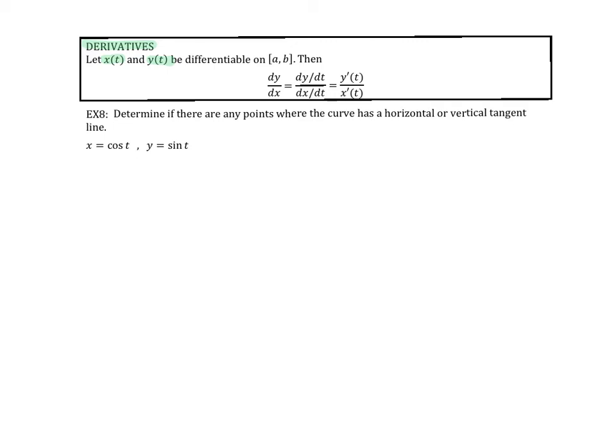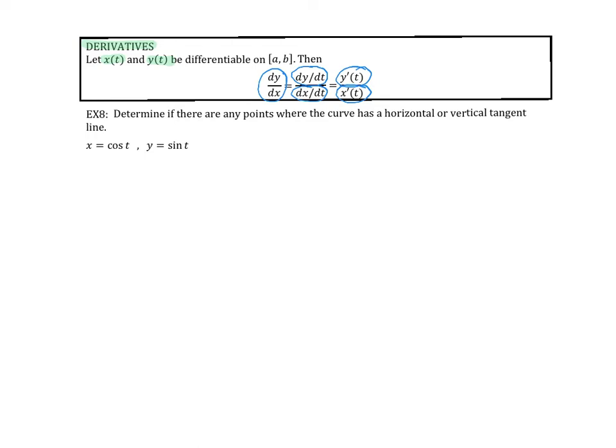Well, when you find your derivative, you can simply take the derivative dy over dx, our normal derivative. Algebraically, if I divide the top and the bottom by dt, then I get dy over dt, over dx over dt. In other words, this is the derivative of y with respect to t over the derivative of x with respect to t, which is super easy. So to find the derivative of a parametric equation, you just take the derivative of the y function over the derivative of the x function with respect to t.